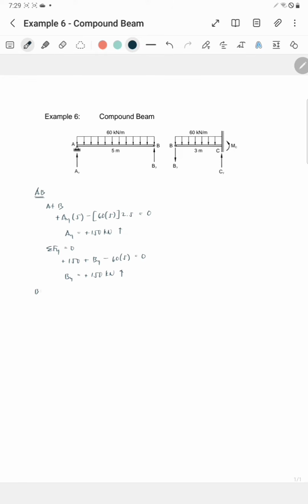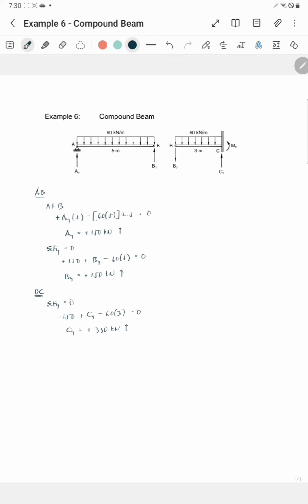Next, para naman sa segment BC, apply vertical equilibrium. So para sa segment AB, BY is upward, so that BY is downward. So applying vertical equilibrium for segment BC, since BY is downward, so negative 150, CY is upward, so positive CY, then minus the load, 60 times 3, then equal to 0. So that CY is equal to positive 330. Positive means the assumption is correct, upward.